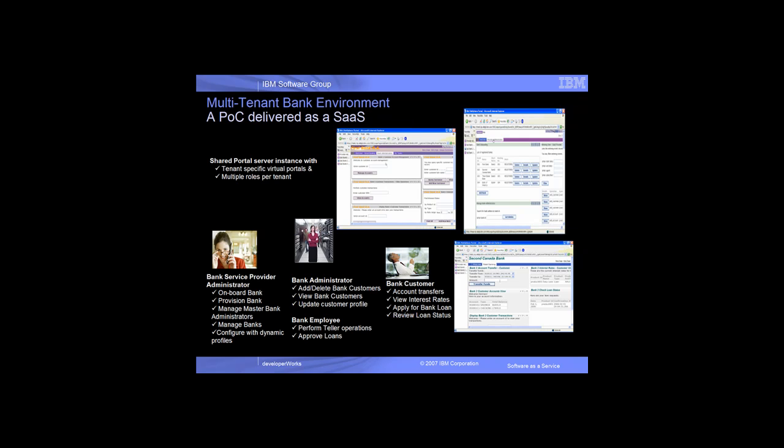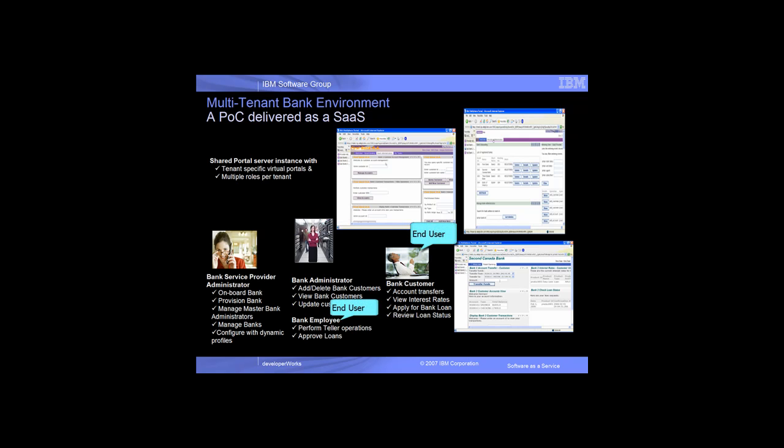Each virtual portal supports isolation of user populations for each tenant bank through a multi-tenant LDAP tree structure in a single instance of Tivoli Directory Server. This demo is organized by three major roles: that of the provider, which is the organization that actually provides the banking services; that of the subscriber, which is the bank that subscribes to the banking services; and the end user.